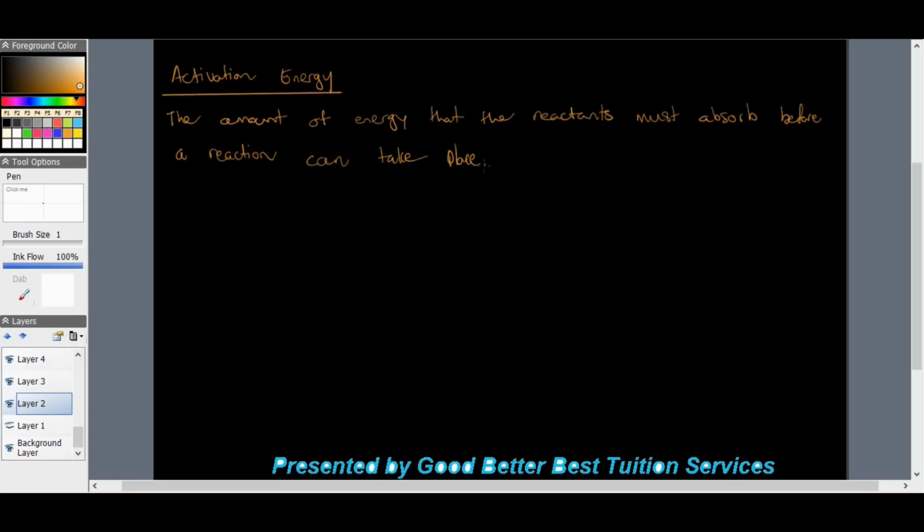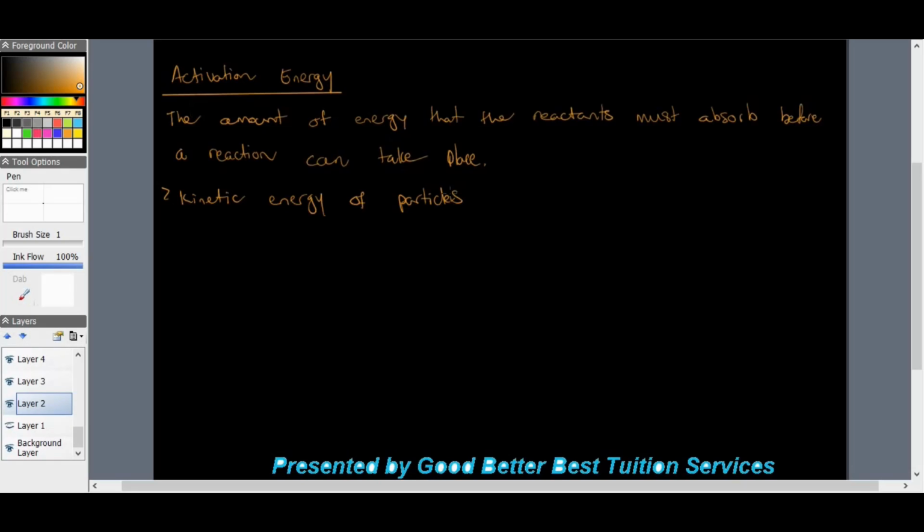That's called activation energy, the amount of energy that the reactants must absorb before the reaction can take place. Where does this energy come from? This energy comes from the kinetic energy of particles. Particles have kinetic energy when they collide with each other. So when particles collide with each other, that's how reactions occur.